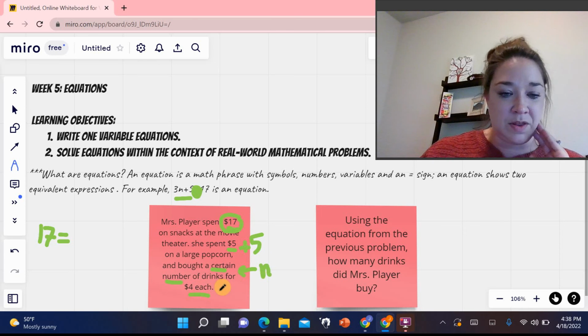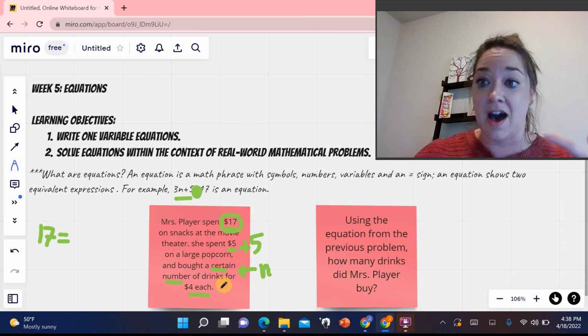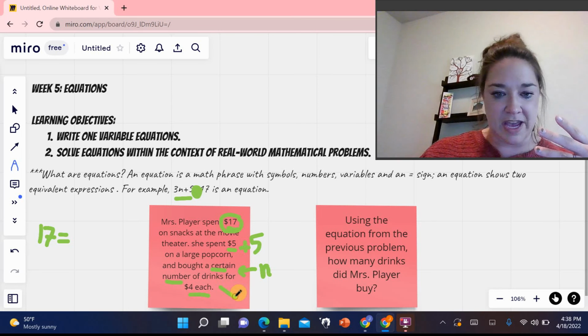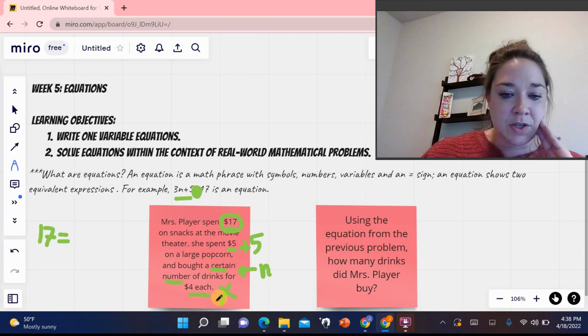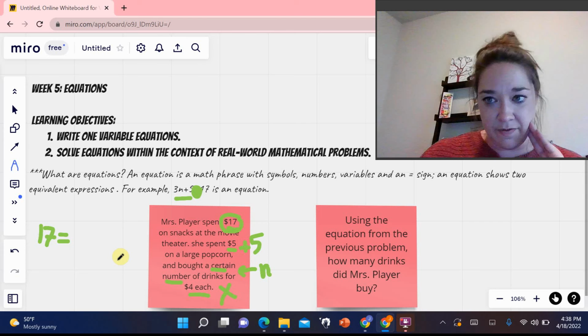My brain is also thinking I must have done that a certain number of times, which makes me think of multiplication, that I must have bought drinks worth $4 a certain number of times. So what I can do now is finish that other side of the equation.